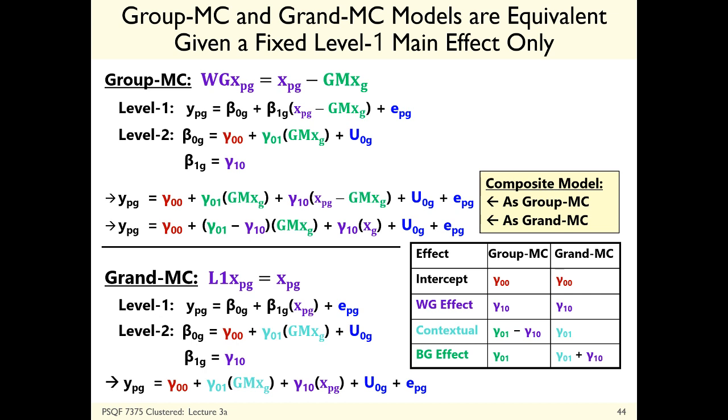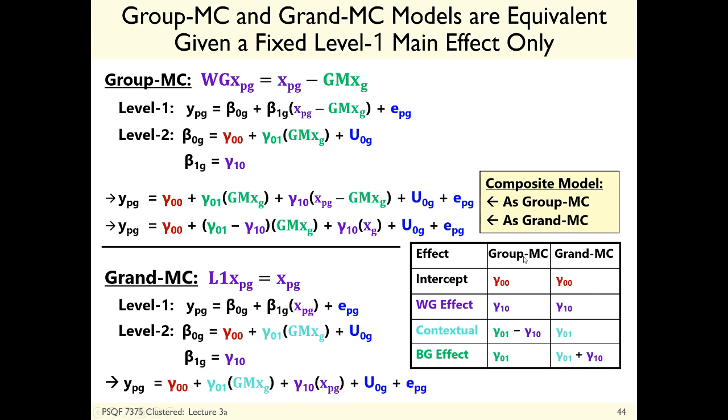In the group mean centered model, group mean x, this is the between group effect. It's the effect of the group not controlling for the individual. In the grand mean centered model, the level 2 effect is the contextual effect. It's the effect of the group after controlling for the individual. It's also the difference of between and within effects. So regardless of which you choose, you can get to the other.